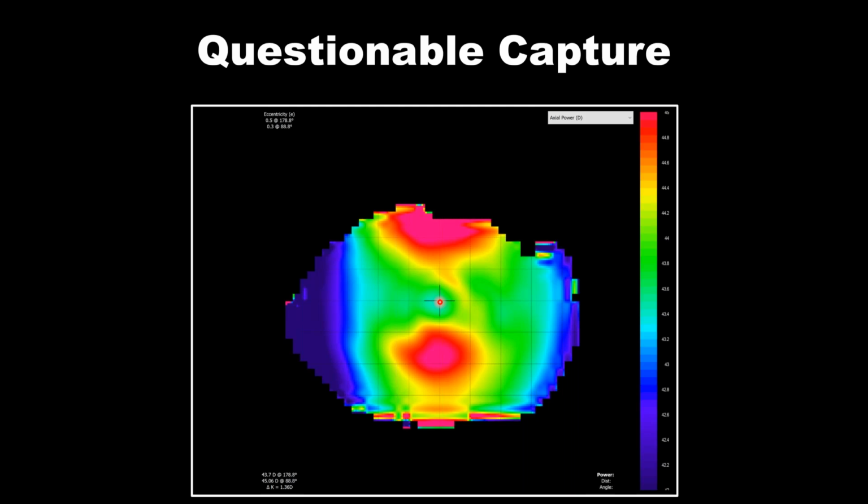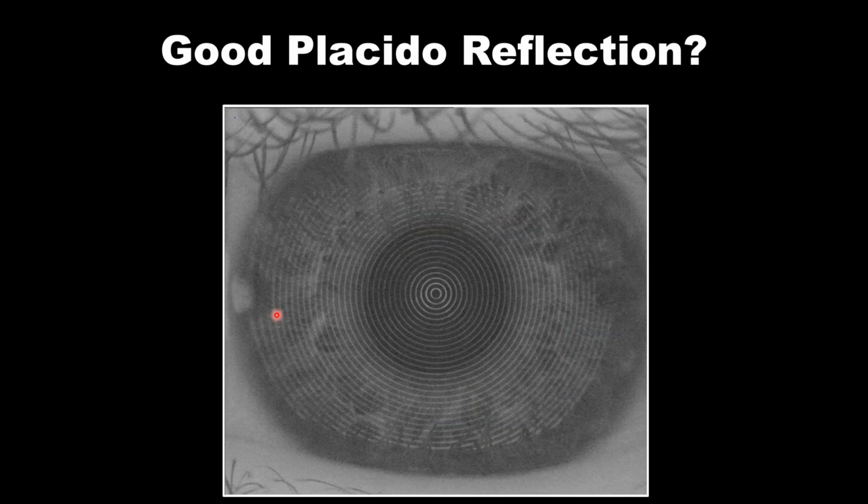But this was a normal, healthy patient, so there's no reason for us to have this flat spot in the middle. This is just a bad topography on my part. It's poor in terms of its central ring data, and it's poor in terms of its lateral centration. When we look at the Placido reflection, you notice rings very close to the nasal side on this left eye, missing all of this temporal side. So again, I didn't center the topography very well.